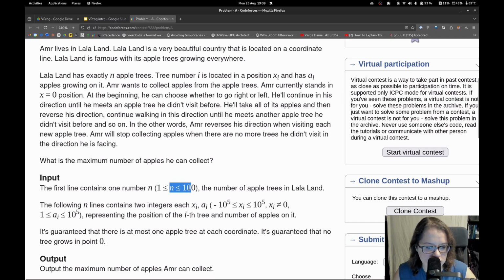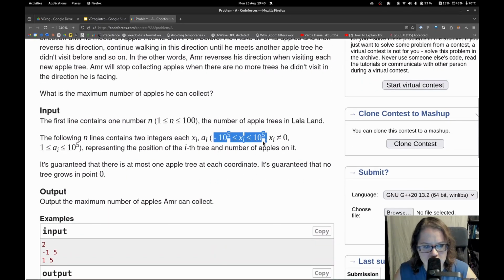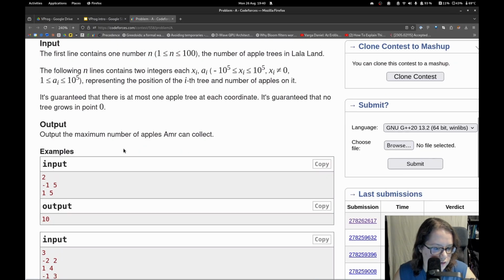So here we have at most 100 apple trees, and then the coordinates are within 10 to the power of 5 in positive and negative directions. The apple trees do not grow in the origin, so at the starting point you don't have anything, and you can have at most 10 to the power of 5 apples. So this fits well within the integer limit of any programming language. And the output is going to be the maximum number of apples Amr can collect.